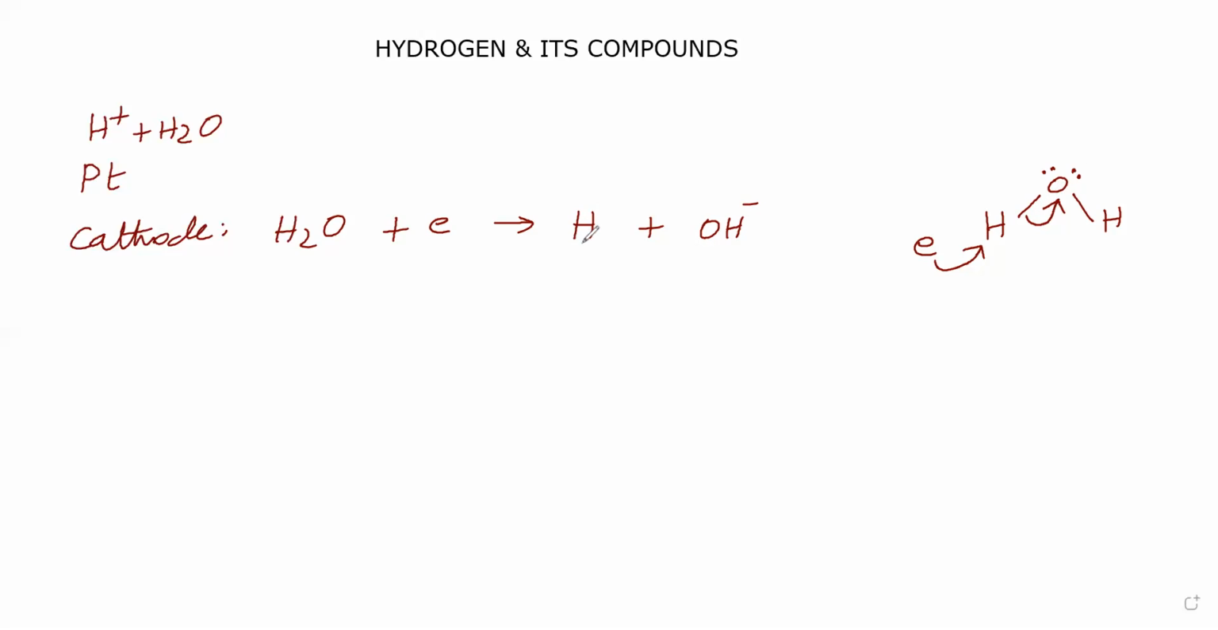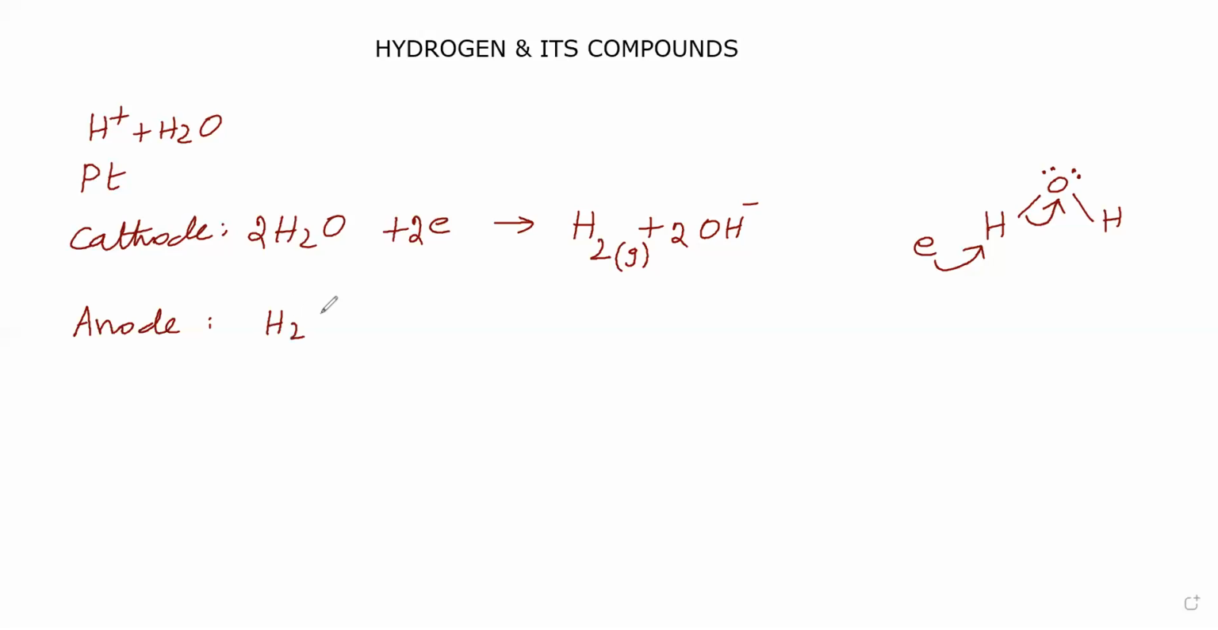This hydrogen atom combines with another hydrogen atom to form a hydrogen molecule, therefore hydrogen gas. For balancing this equation, we will write 2 water molecules, 2 electrons and 2 OH minus. So at the cathode, hydrogen gas is produced. Next we will take the anode.